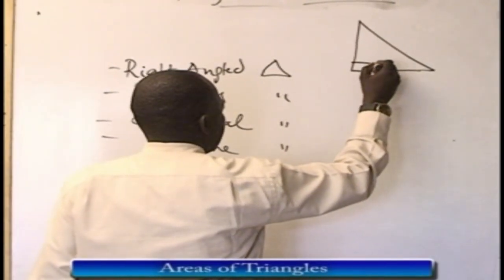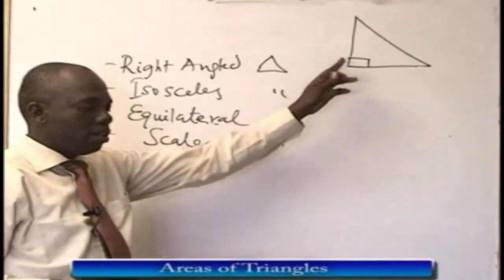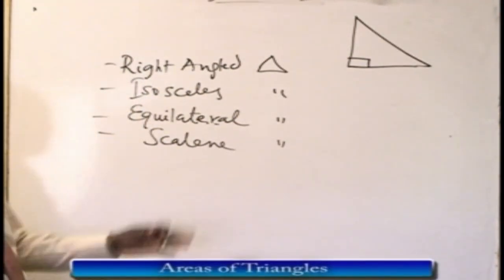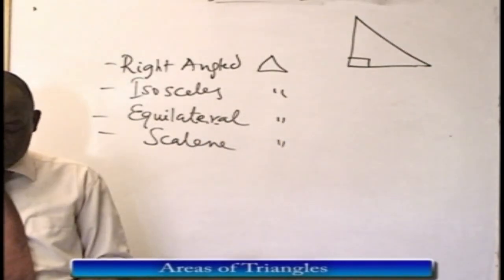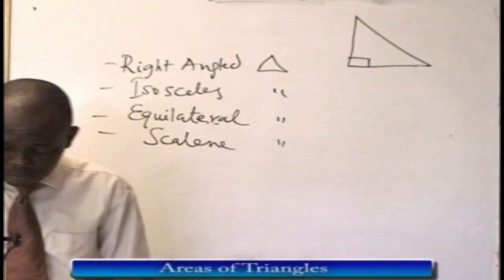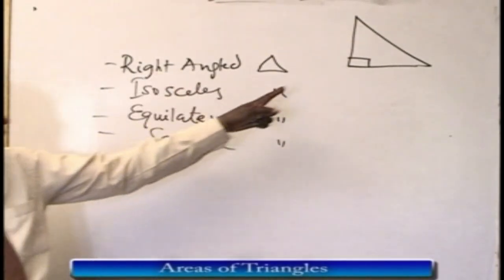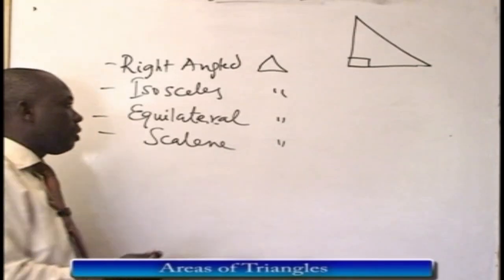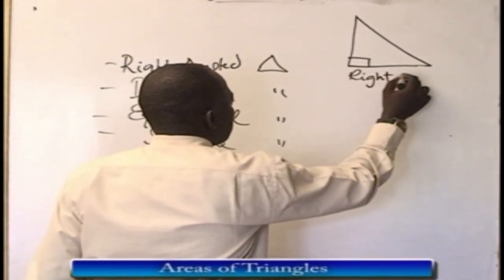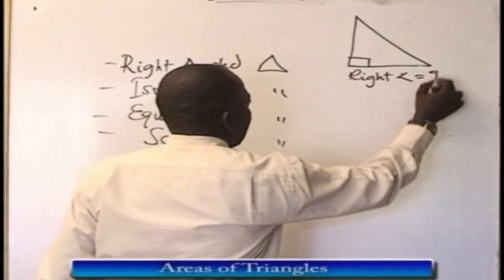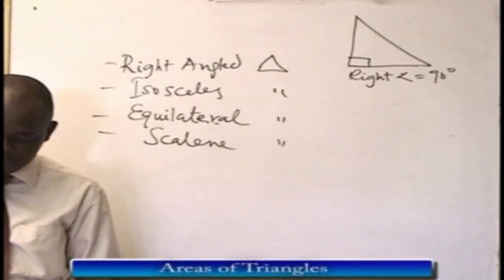How you recognize a right-angled triangle is this small shape at the edge, or at the base of the triangle. This small square is there because of the right angle. The value of a right angle is 90 degrees.